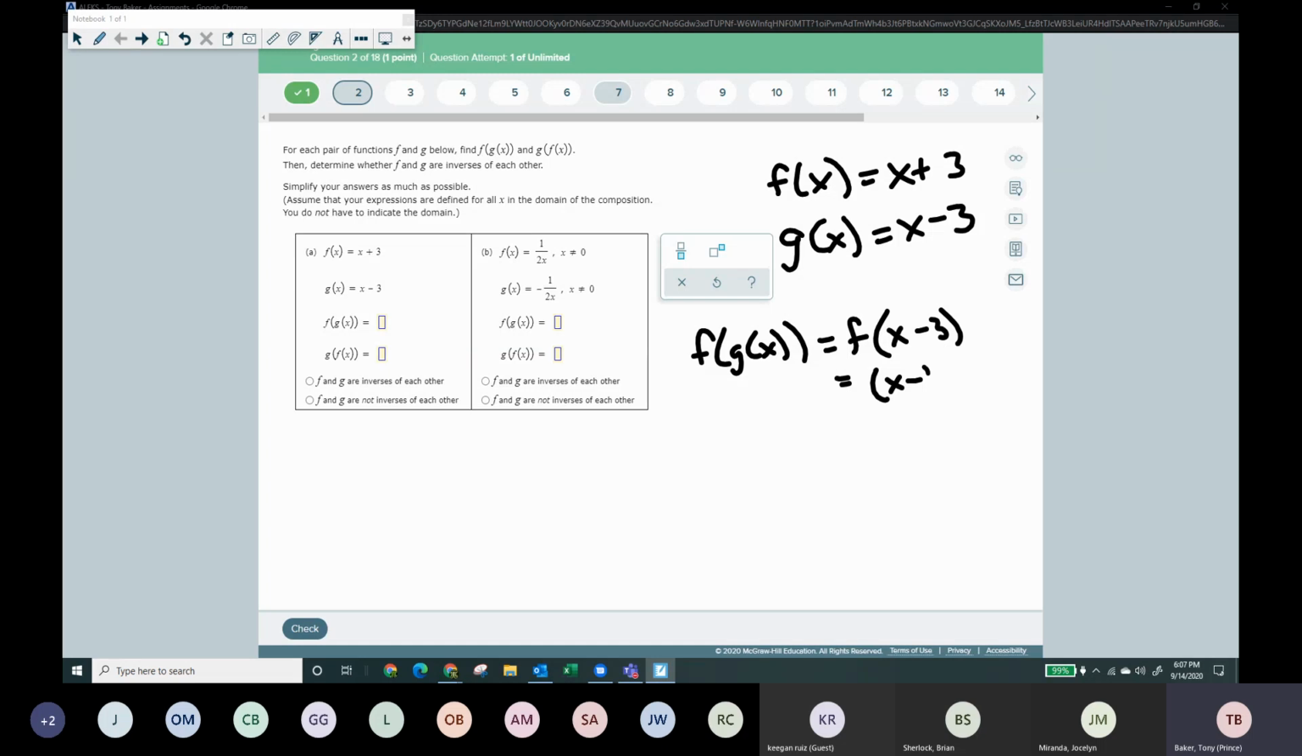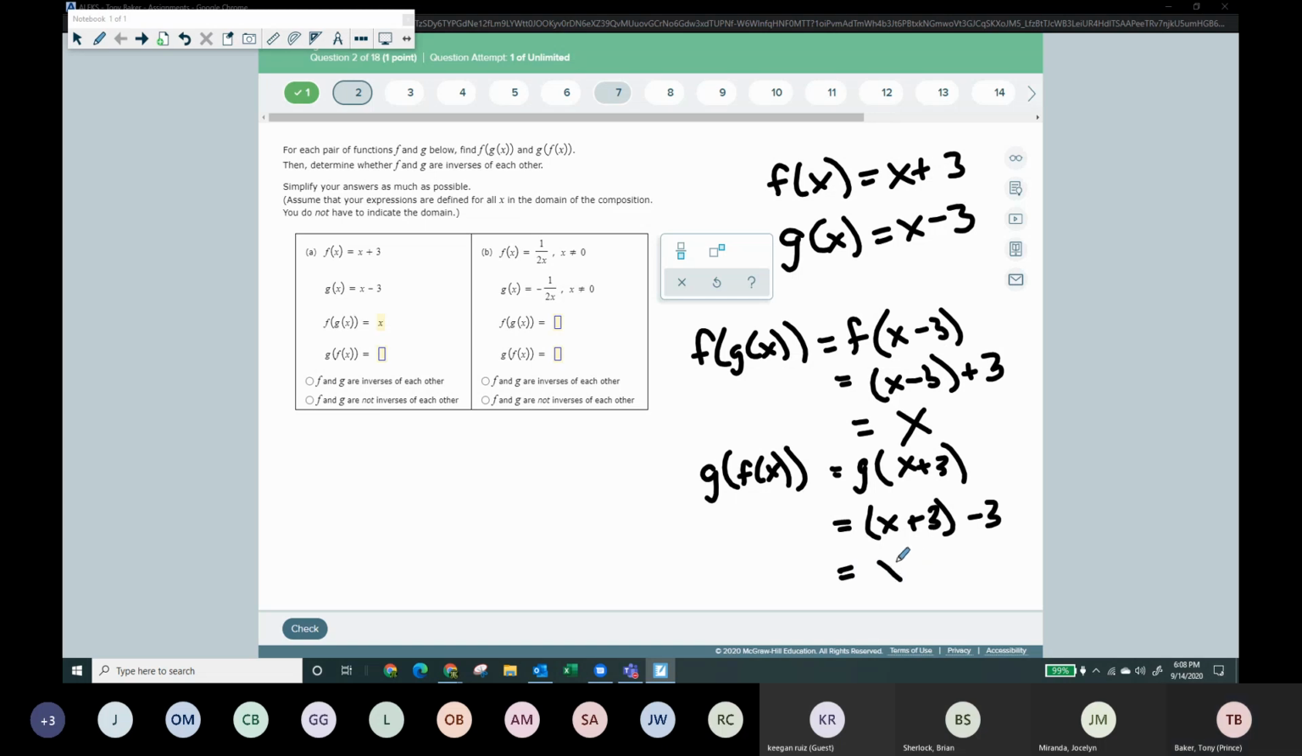So I'm going to do x minus 3 plus 3, which equals x. So that one is x. Now we have to do g composed of f of x. So we've got g with the x plus 3 on the inside. So we got x plus 3 minus 3, which turns out to be, again, just x.